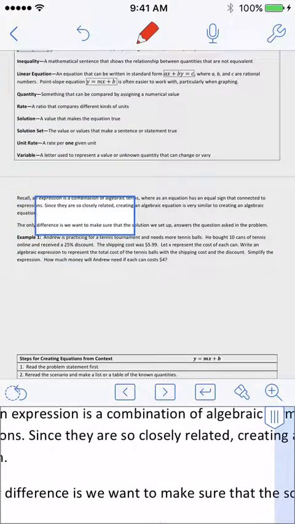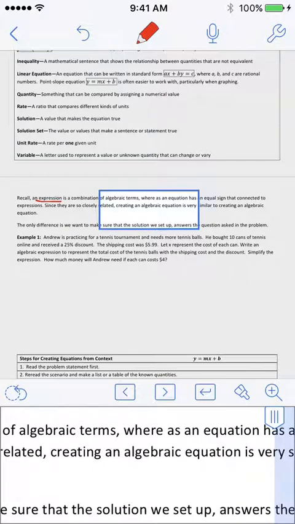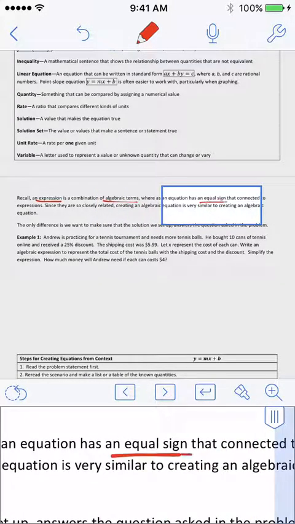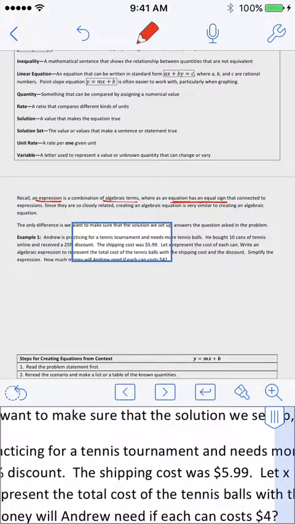Last time we were making expressions. Expressions are just jumbles of algebraic terms, right? 4x plus 3, 75x plus 95, right? Whereas an equation actually has an equal sign. That's super important. An equation has an equal sign. It can be solved, right? You can actually solve this one out for an answer, or you can graph it for a whole bunch of answers. So we're going to be creating equations today. Let's just dive in.